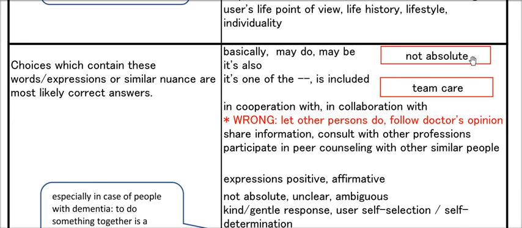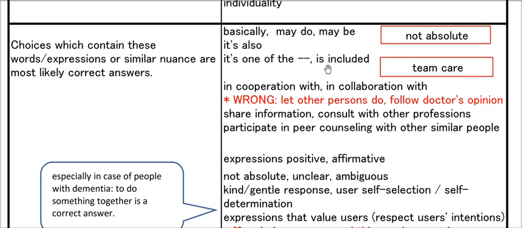Not absolute, may do. Maybe it's also right. These are not clear. Not clear is a good answer. Team care. Oh, sorry. Not absolute. It's one of the is included. These are okay. Next is team care.